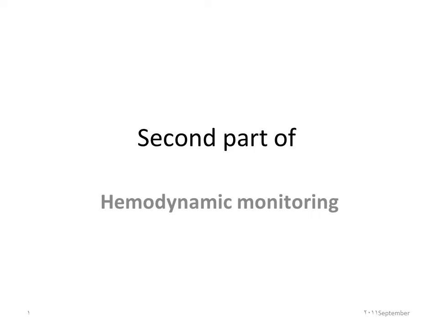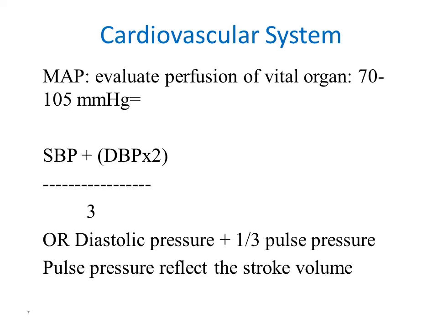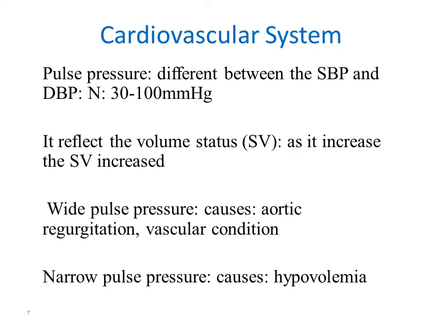This is the second part of the hemodynamic monitoring. The pulse pressure is the difference between systolic and diastolic, and the normal value is between 30 and 100 millimeter mercury. As we know, the pulse pressure reflects the stroke volume, and it's increased when the stroke volume increases.